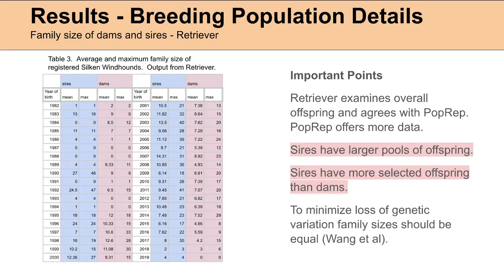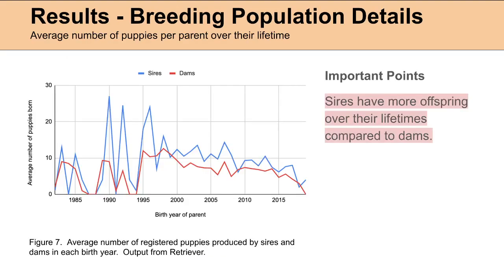And this is, again, the same data, but from Retriever. So this, again, acts as a data check between PopRep and Retriever. Here, again, we see that sires have larger pools of offspring, and they have larger pools of selected offspring compared to dams. So we do not have equal family sizes. And this can be visualized here.